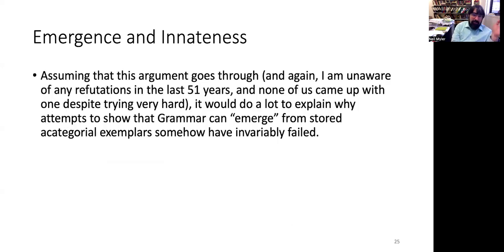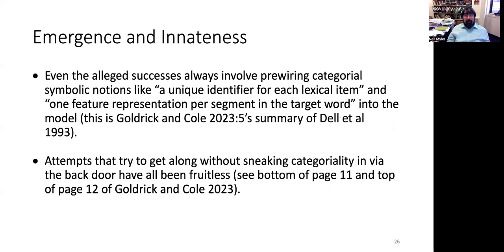Now, assuming that this argument goes through, and again, I'm unaware of any refutations in the last 51 years, and none of us came up with one, despite trying very hard during the semester, it would do a lot to explain why my attempts to show that grammar can emerge from stored acategorial exemplars somehow have invariably failed. Even the boosters say that they've failed. Even the alleged successes in this domain always involve pre-wiring categorial symbolic notions, like a unique identifier for each lexical item and one feature representation per segment in the target word, into the model.